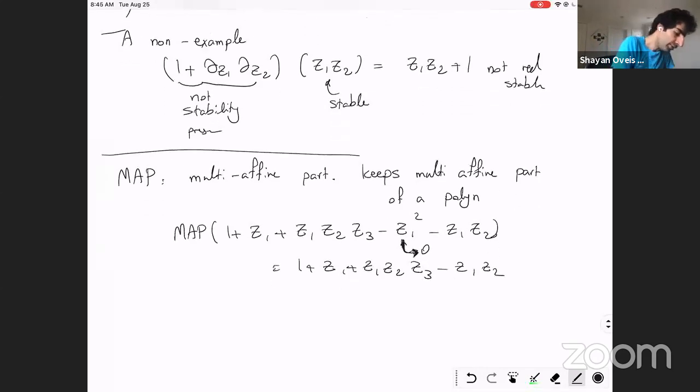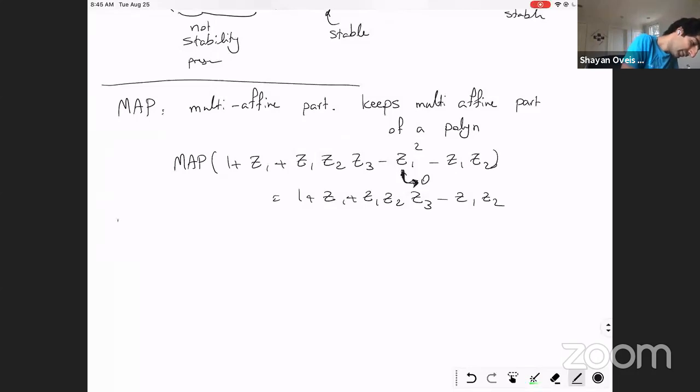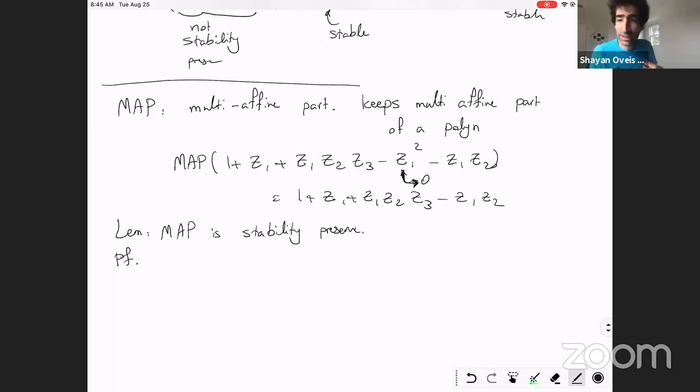Okay, now here is a simple claim that map is a stability preserver. Okay, how would you prove that? You want to prove it using this differential operator theorem that we talked about. So I want to write map as a differential operator. How would you write map as a differential operator?